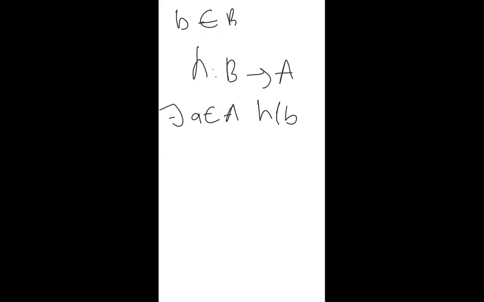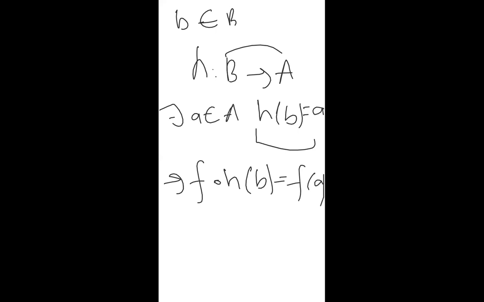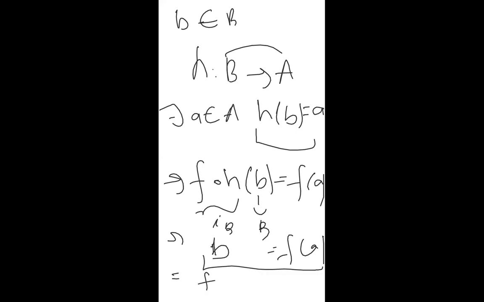Sure. Okay, so what we do is we take an element in B, like you suggested. We know that H is a mapping from B to A, so there exists an A in A such that H of B is equal to A, because this maps this into this. And then we use the fact that it is the right inverse. So B is equal to F of H of B, which is F of A, since F composed with H is the identity on B and this is an element in B. So we have found that there exists an A such that F of A equals B, and then F is surjective.